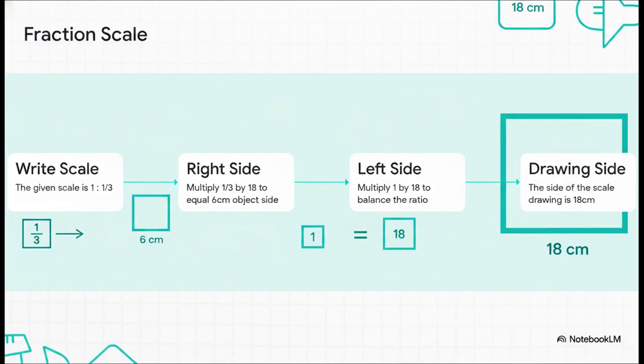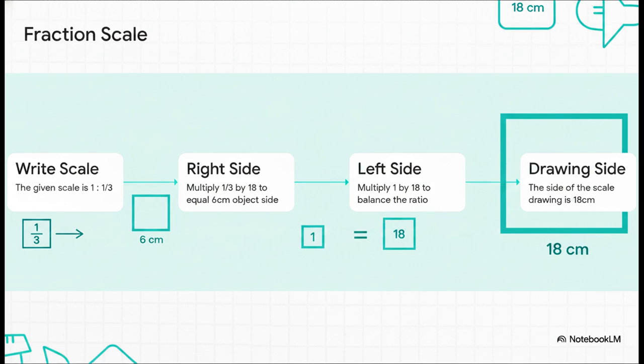Let's try one where n is a fraction, so a square is drawn to a scale of 1 to 1/3. The actual length of the square's side is 6 centimeters. What's the length on the drawing? Step 1, write the scale, 1 to 1/3. Step 2, we know the actual side, the right side of our ratio, needs to become 6 centimeters.